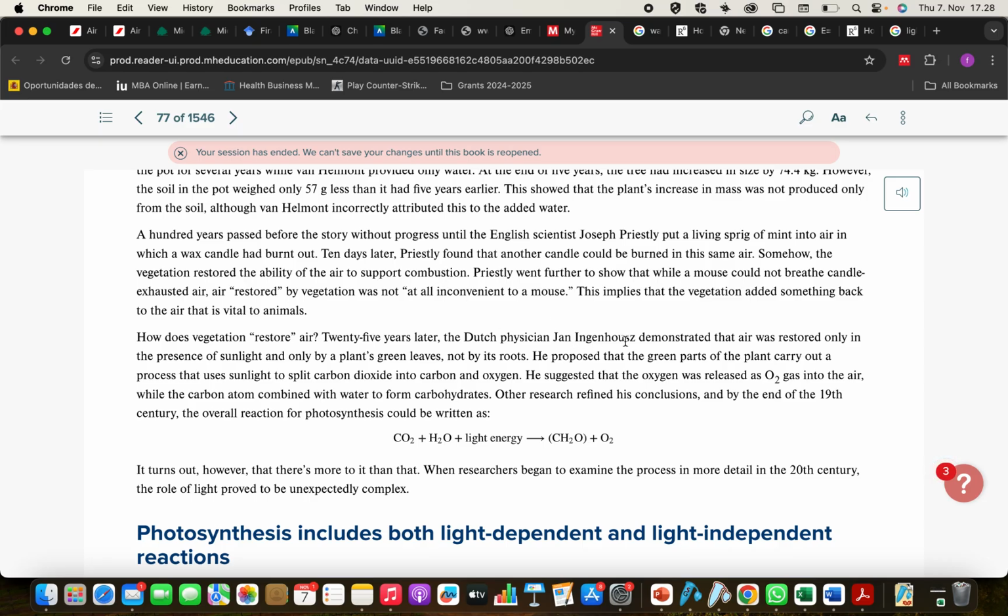So it was Jan Ingenhousz who came up with the idea that by mixing carbon dioxide and water with a bit of light energy, you create glucose molecules and also oxygen gas. Basically, photosynthesis releases oxygen gas. So remember, this is oxygenic photosynthesis.